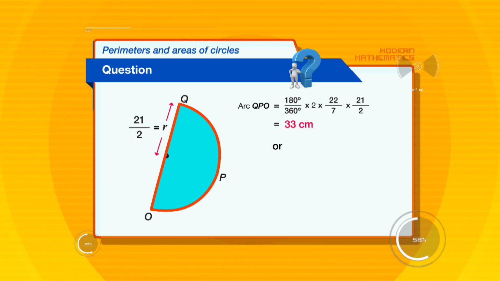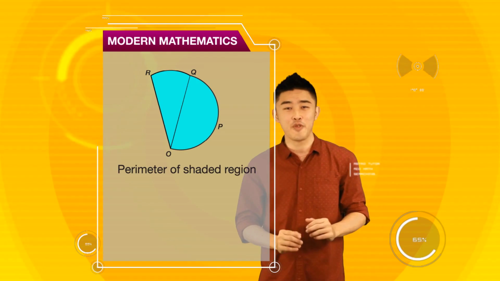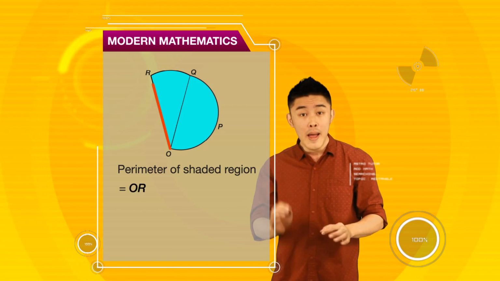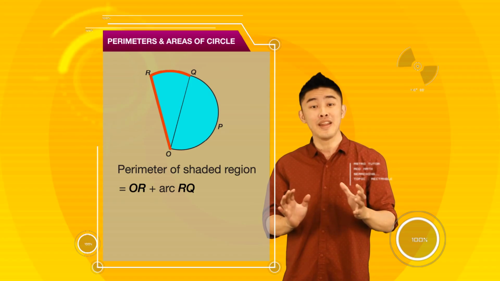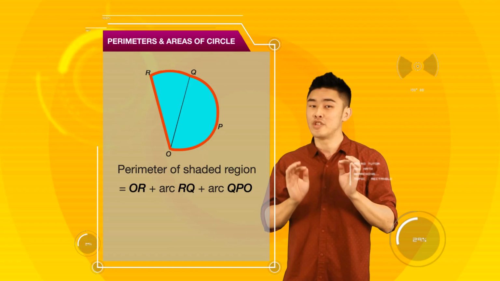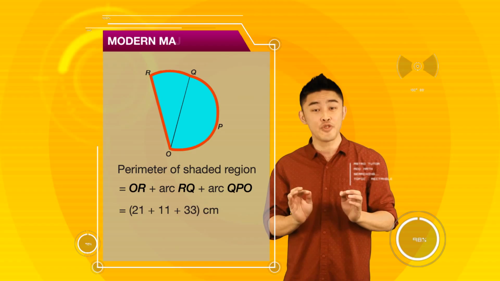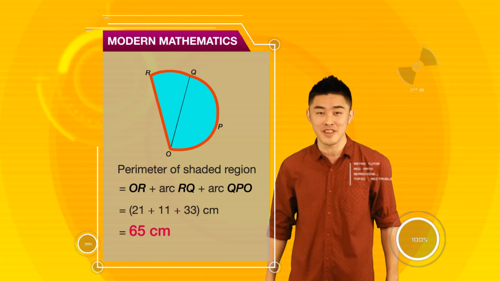Or we could just use a simple approach because we know that QPO is half the circumference. The full circumference is 2 pi r, therefore all we have to do is get 2 pi r and divide it by 2. We will have pi r for the length of arc over a semicircle. Therefore, we have 22 over 7 times 21 over 2, giving us 33 centimeters as well. So the perimeter of the shaded region is equivalent to the length OR plus the length of arc QR plus the length of arc QPO, which is 21 plus 11 plus 33, and therefore we have 65 centimeters.